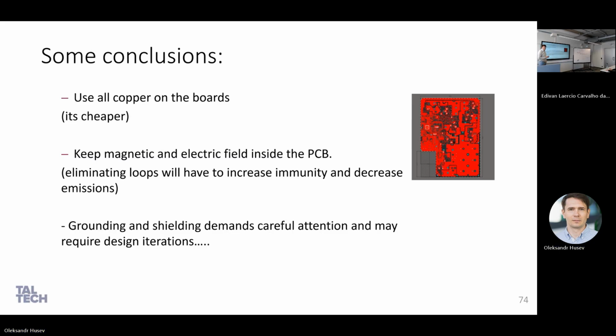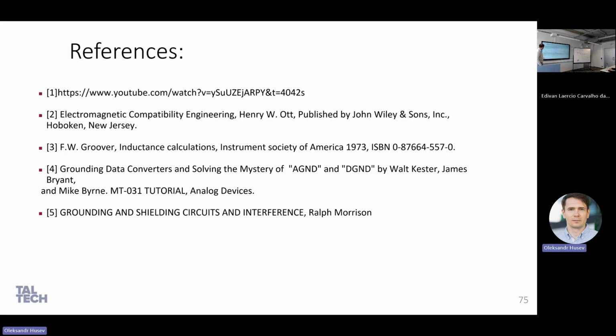Yeah. And grounding and shielding demand careful attention and may require design iterations. And with careful attention, think about the basic physics. What will you cause if you connect or not connect? Is it useful or not? Okay? Because if I would follow what that engineer told me, to ground, actually it would not help me with what I wanted to do. I didn't start to explain to him because it may take some time and so on. So, references.